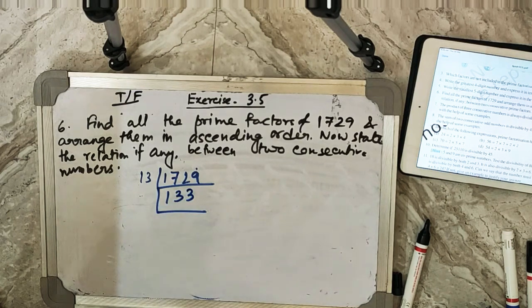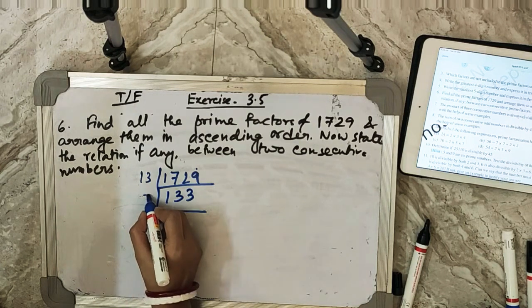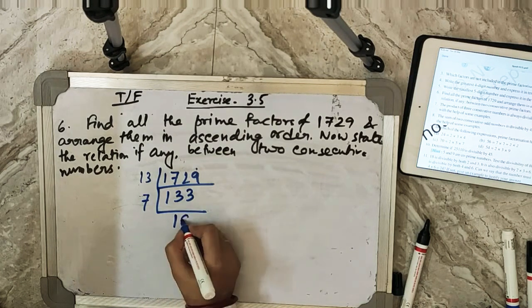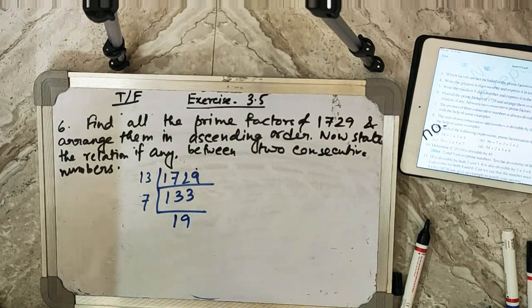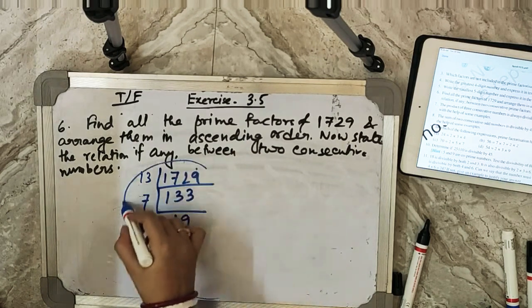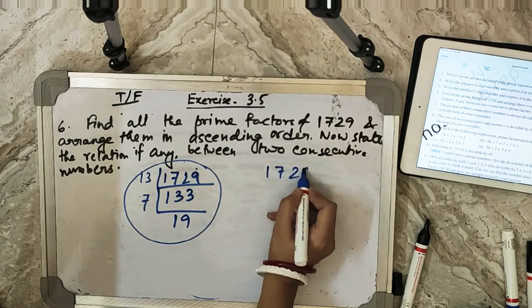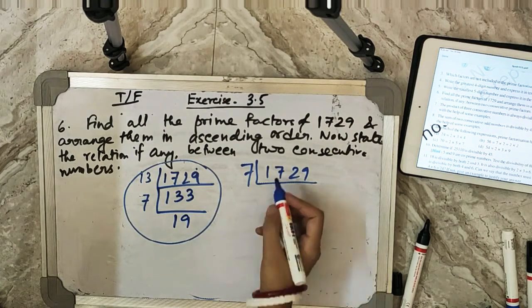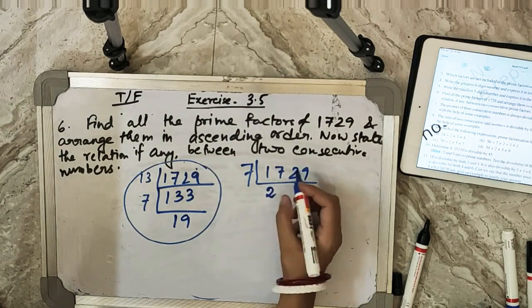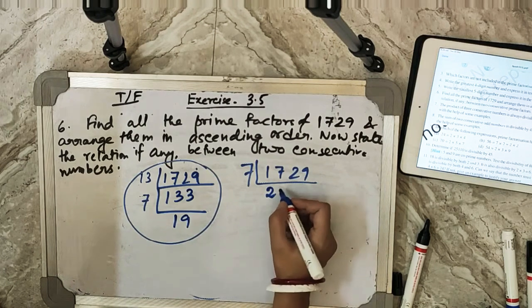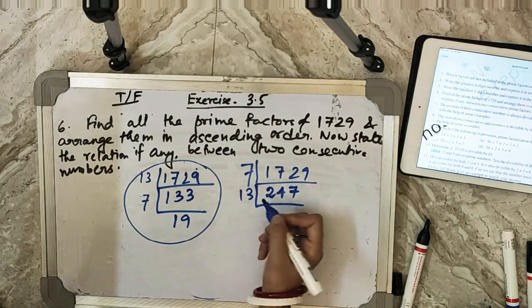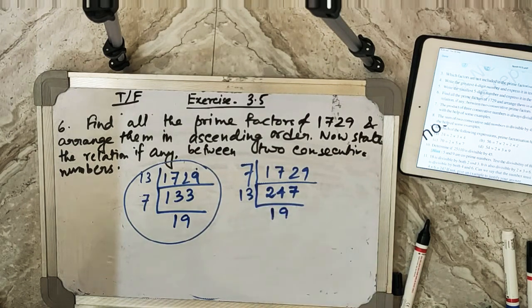Then again we will find that this number will be divisible by 7. Okay, 19. Okay, now I have done it in this way. You can also do this in this way. You are taking the number 7 first for dividing this. Then you will take the number 13 and you will get 19.